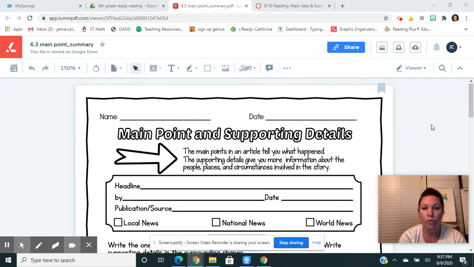So hopefully you have downloaded this PDF onto your computer or you have printed it out so that we can fill this out together. We will do most of it together and then there'll be a part where you will finish it so that you can upload this document to your assignment to get credit today. Okay, so let's go ahead and get started.